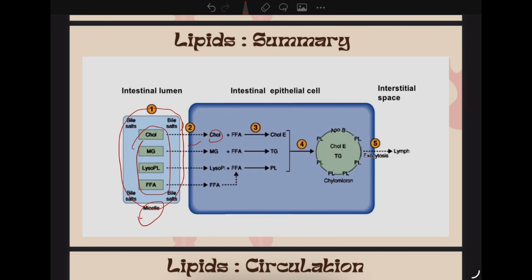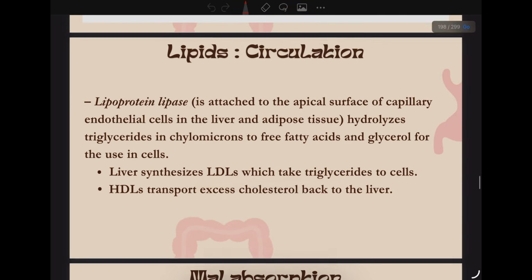We have now cholesterol, and so on. Anyways, free fatty acids should not be in the cell. So what do we do? We reconstruct them into their original form. We form chylomicron, which is a big ball that has these reconstructed molecules inside of it, and it goes out through exocytosis into the lymph, and from the lymph to the blood.